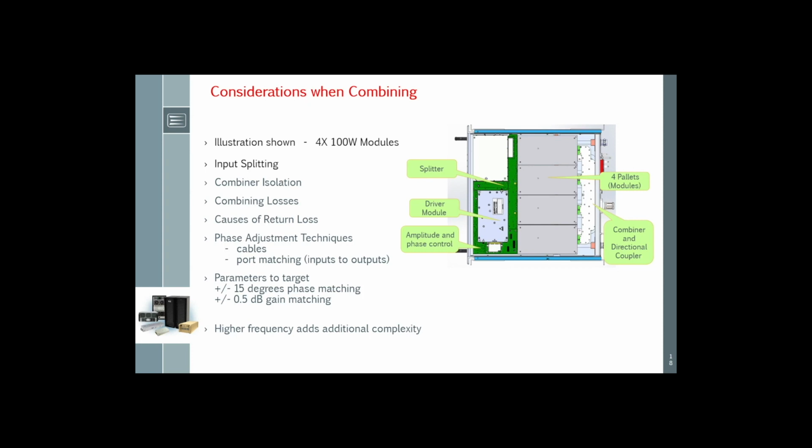All right? Now you add frequency. The higher the frequency, the more complex it is. And last, you have to consider that you have losses everywhere. So the splitter has some losses, the cable between the splitter and the amplifier has losses, the connectors have losses, and the same thing on the side of the combiner.